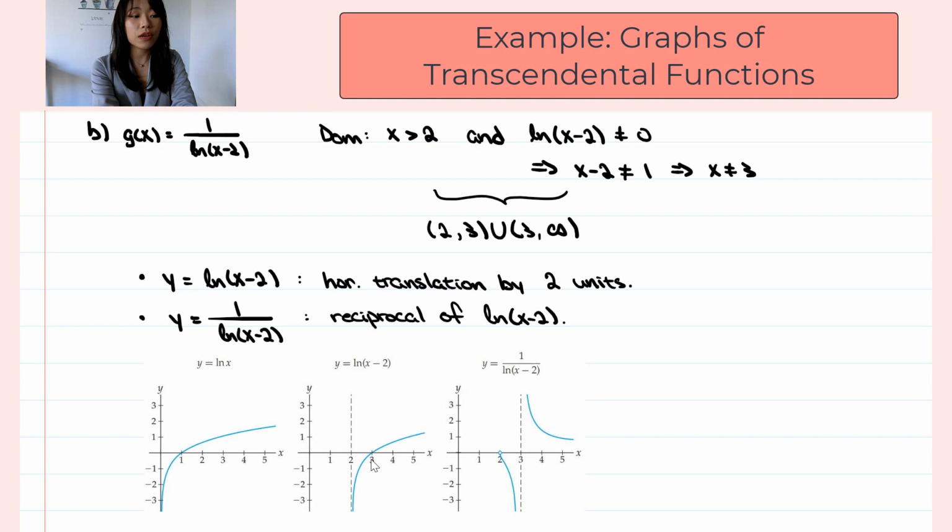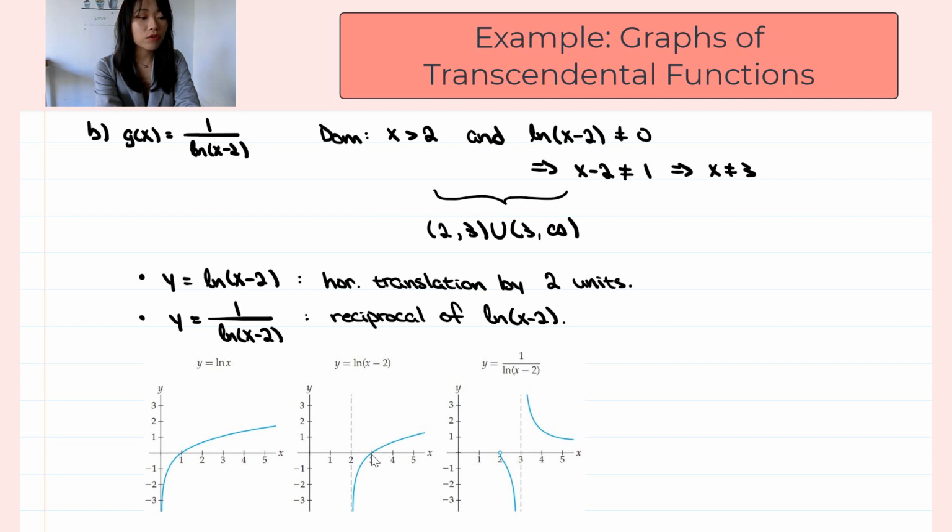But 1 over 0 is an infinite value, and here the y values are negative, which means its reciprocal would go to negative infinity. So we have a vertical asymptote at x equals 3. Then over here, we have positive y values, and its reciprocal will still be positive.